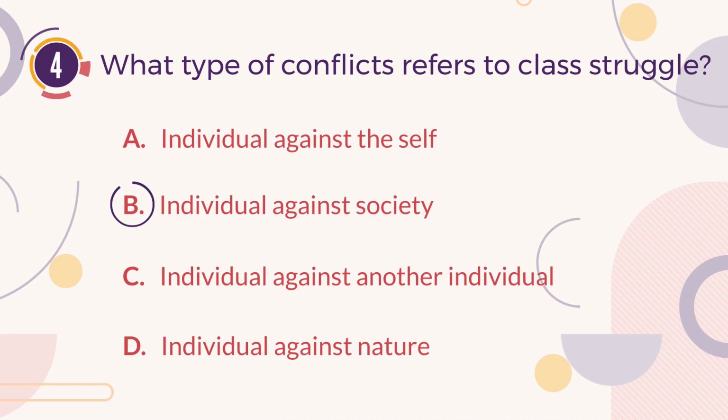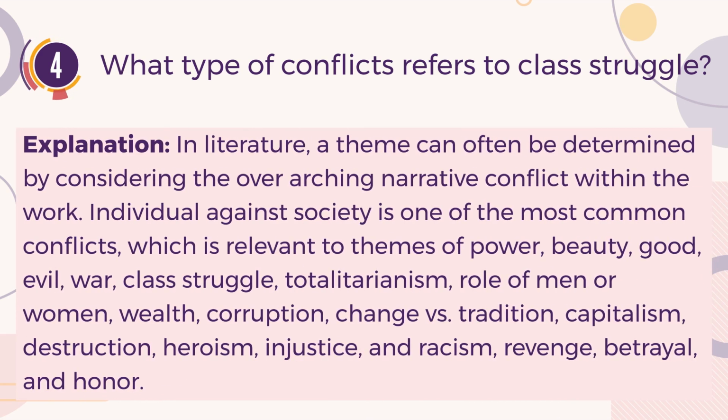The correct answer is B. Individual against society. Explanation. In literature, a theme can often be determined by considering the overarching narrative conflict within the work. Individual against society is one of the most common conflicts, which is relevant to themes of power, beauty, good, evil, war, class struggle, totalitarianism, role of men or women, wealth, corruption, change versus tradition, capitalism, destruction, heroism, injustice, racism, revenge, betrayal, and honor.